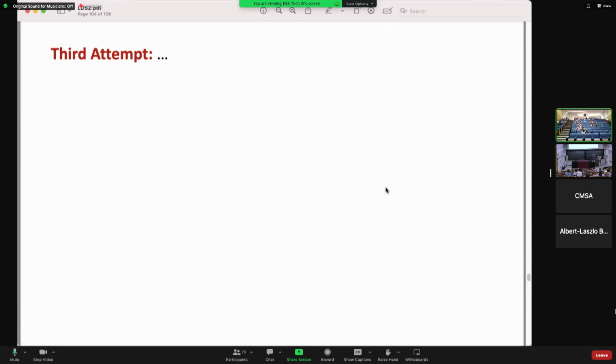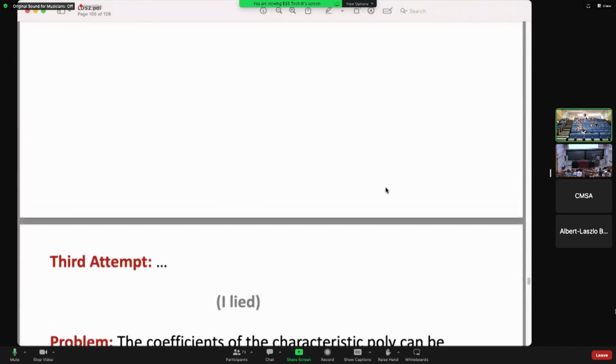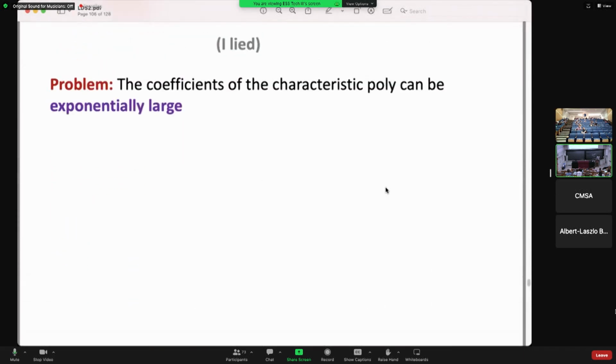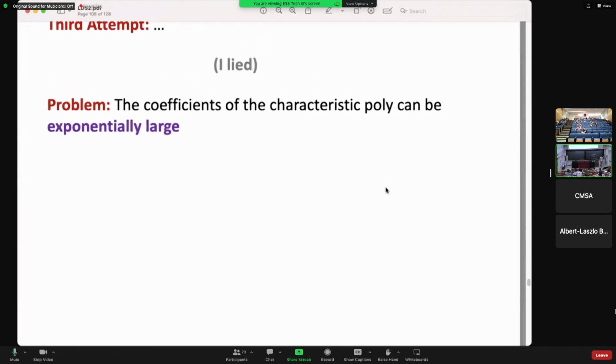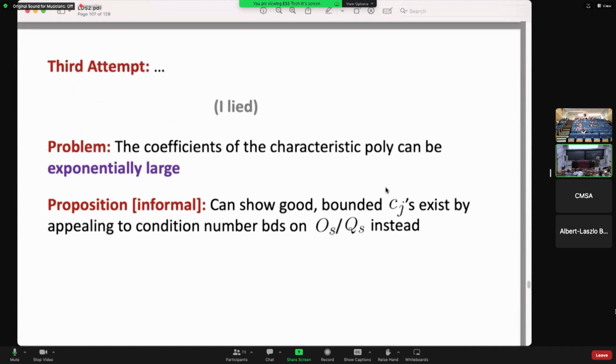There's a problem which maybe you didn't see coming, which is that I lied. So the issue is that the coefficients of the characteristic polynomial could be exponentially large themselves. There are very simple linear dynamical systems in which the characteristic polynomial would be extremely large. So it turns out that there is a trick for how to solve this too. I'll briefly just mention it before I transition towards the end, which is the key is to appeal to these notions of observability and controllability.